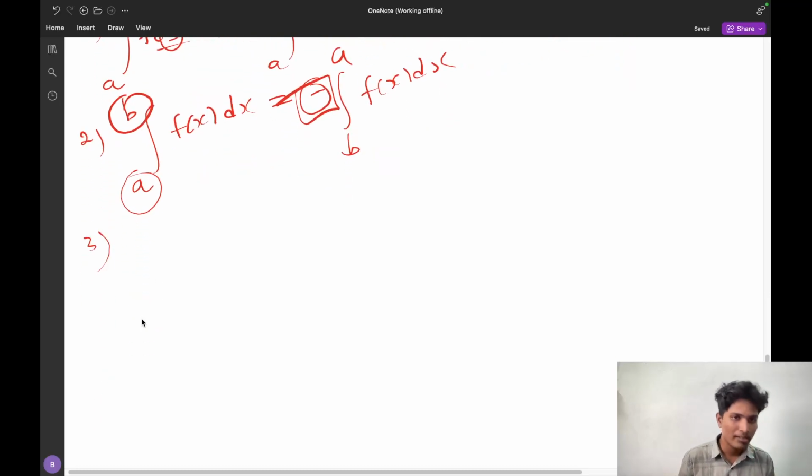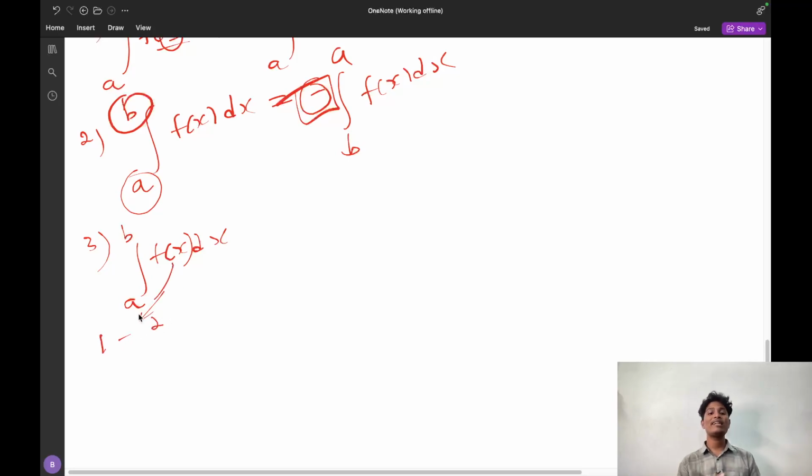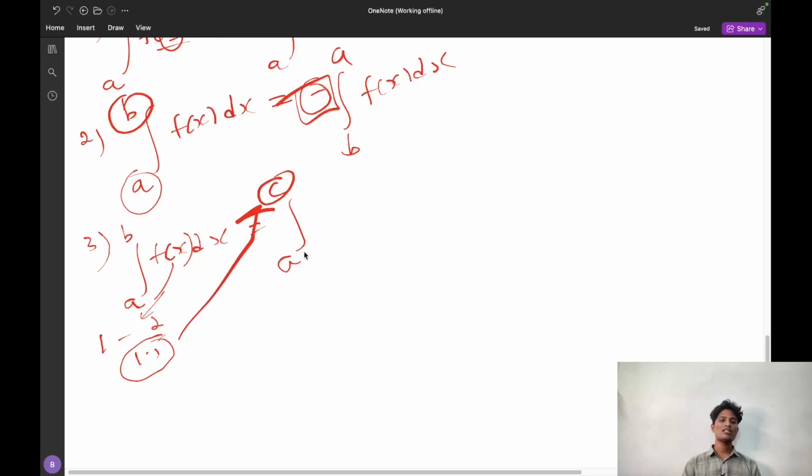And the third property is the integral from a to b of f of x dx. If in the interval a to b, suppose 1 to 2, f of x has a discontinuity at 1.5, then I can break the integral at 1.5. Suppose the 1.5 point is c. Then the integral from a to c of f of x dx is one integral, and the integral from c to b is another, because we have to break at the discontinuity points.